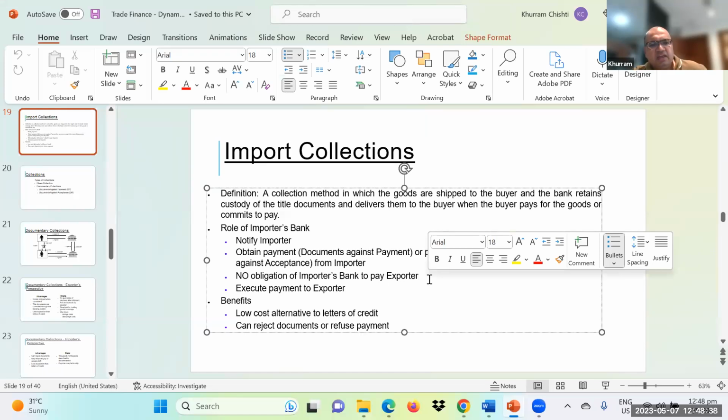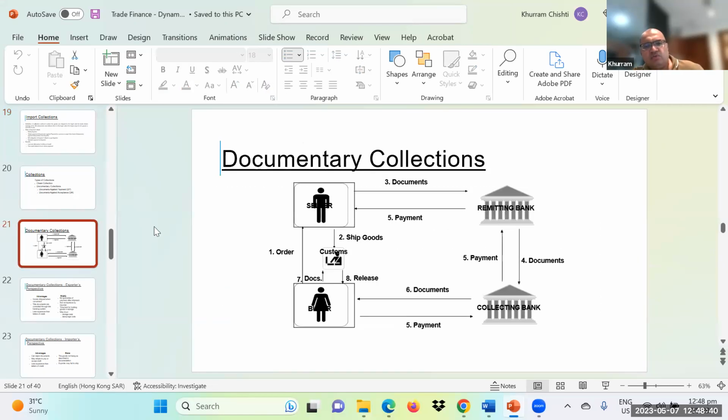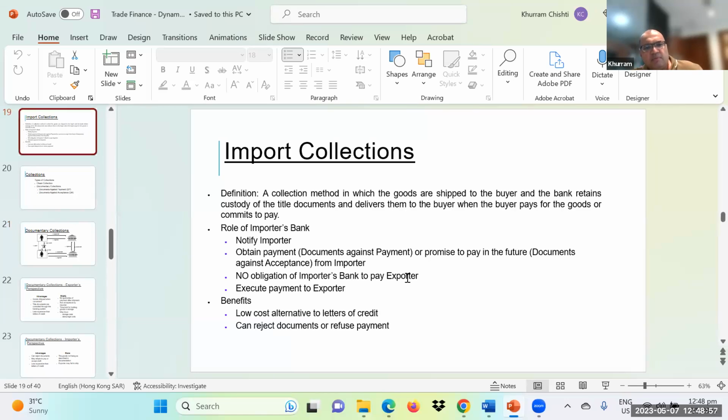Okay. Now, I'd like to go to the diagram again to explain this. See, the collecting bank is under no obligation here to pay the remitting bank. This happens under LC. In this case, when the collecting bank gets money from Almaya Supermarket, either immediately or after 30 days, then they will pay them. Right? So there is no obligation of the importer bank to execute payment to the exporter.